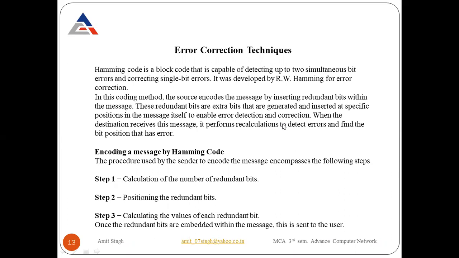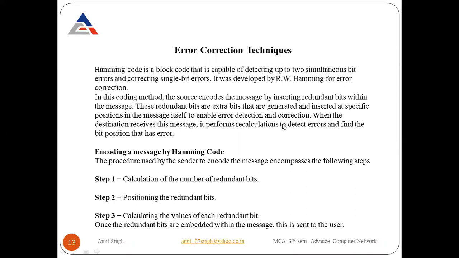Basically, Hamming code works on two simultaneous bits. If two simultaneous bits are changed, or if a single bit error is there, then we are using the Hamming code. In this coding method, the source encodes the message by inserting redundant bits within the message. We can add some extra bits with the message. These redundant bits are extra bits that are generated and inserted at specific positions in the message itself to enable error detection and correction.